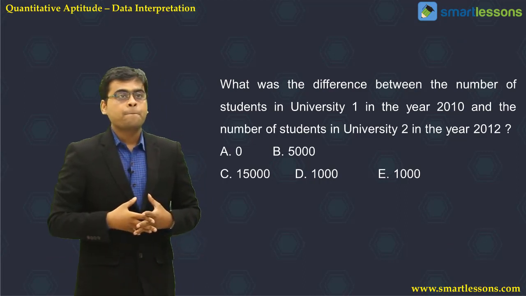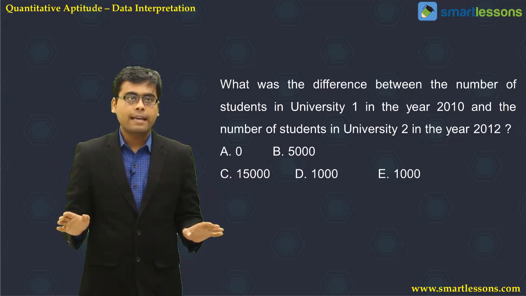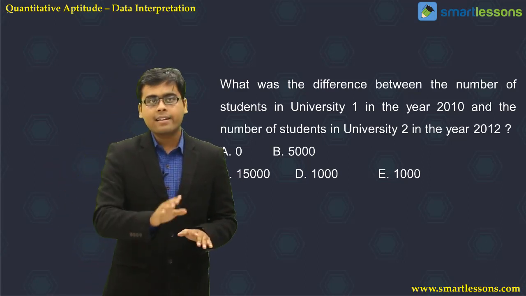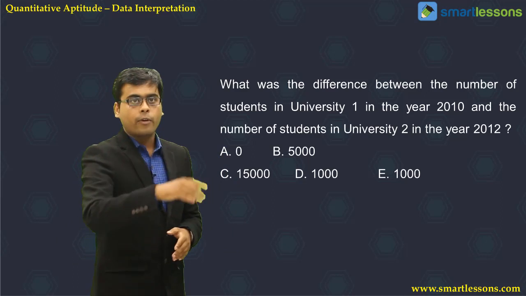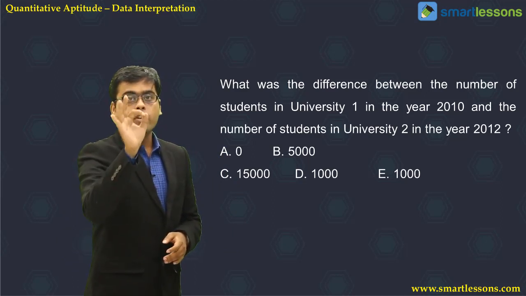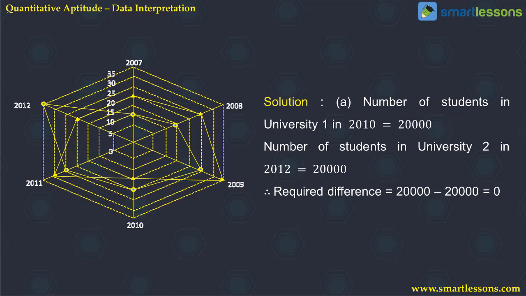The first one: what was the difference between the number of students in University 1 in the year 2010 and the number of students in University 2 in the year 2012? Now refer to this radar graph. University 1 will be represented by the circular marking. So for 2010, the circular marking is on the hexagon represented by the number 20. That means the number of students in University 1 in 2010 is 20,000.